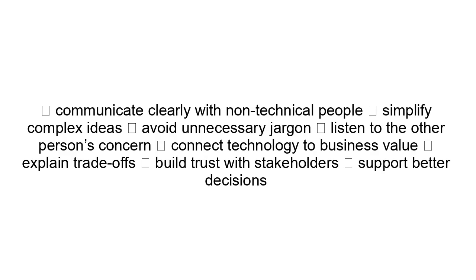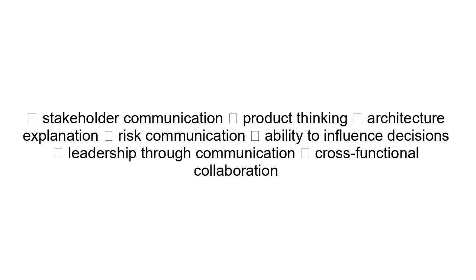What interviewers are looking for. Interviewers want to see whether you can communicate clearly with non-technical people. Simplify complex ideas. Avoid unnecessary jargon. Listen to the other person's concern. Connect technology to business value. Explain trade-offs. Build trust with stakeholders. For senior roles, they also want to see stakeholder communication, product thinking, architecture explanation, risk communication, ability to influence decisions, leadership through communication, and cross-functional collaboration.